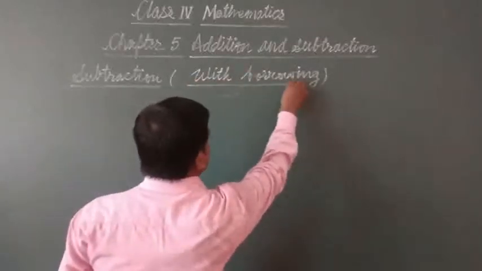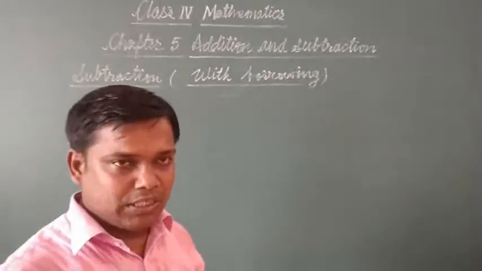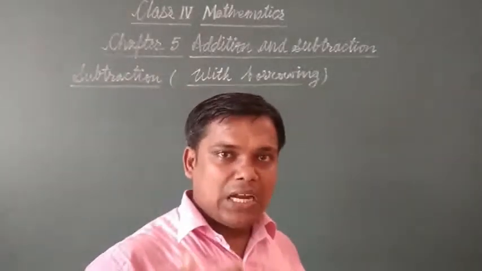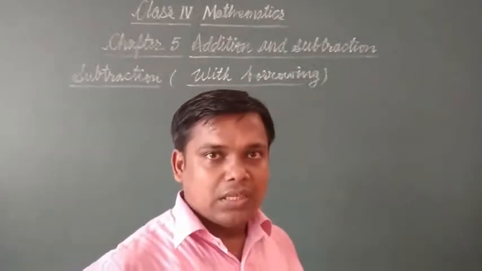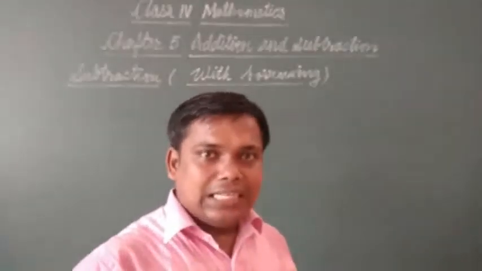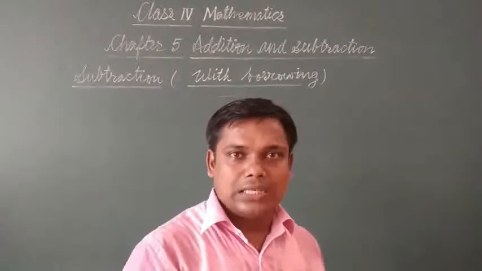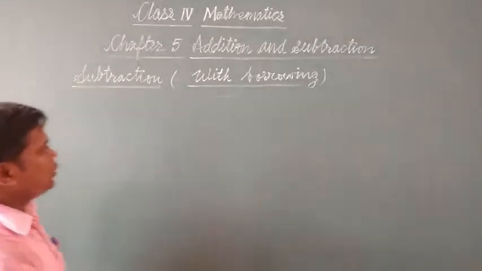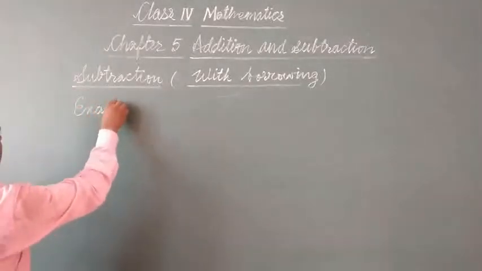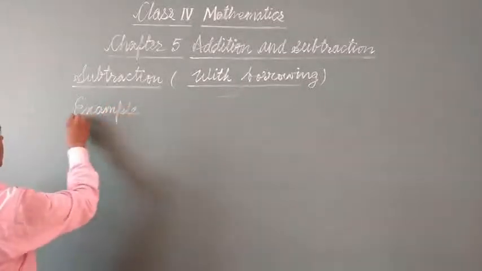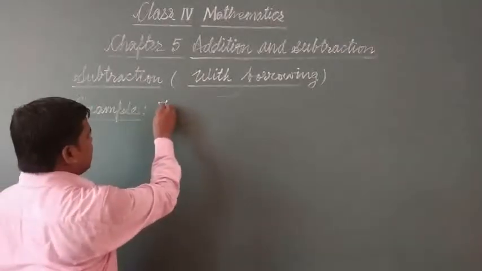Subtraction with borrowing. In this case, we will see that when some of the digits in the minuend will be smaller than the digits in the subtrahend, at that time we will take borrow from the next digit. So just look here on the board and try to understand. Example is here. Find the difference.